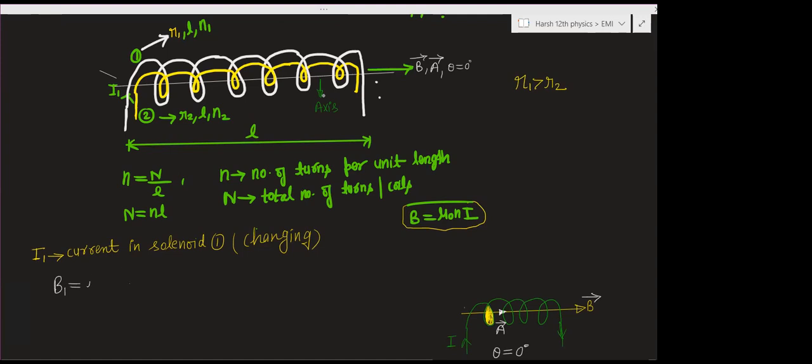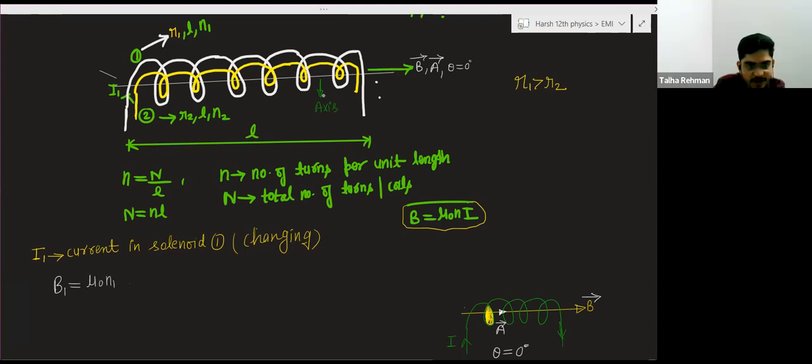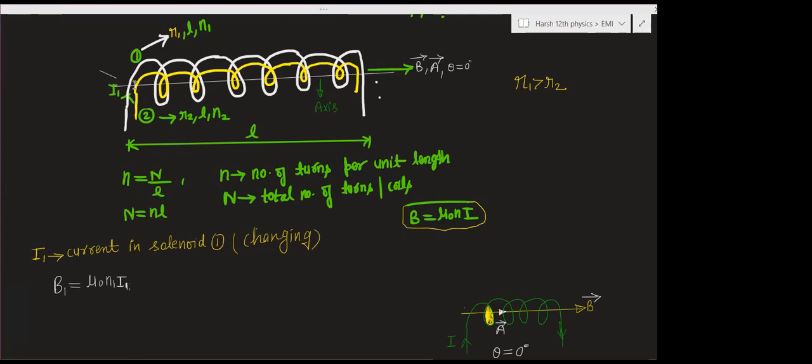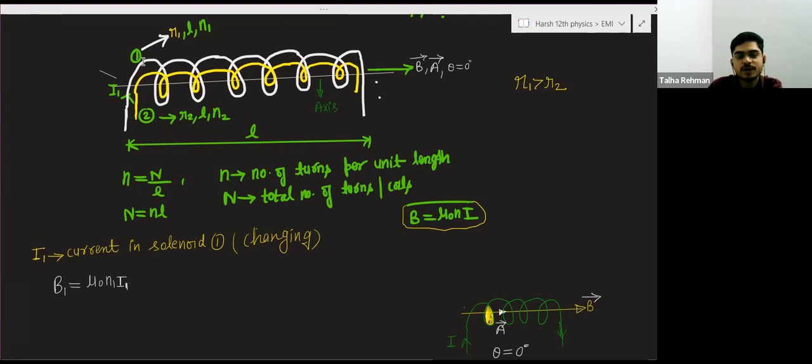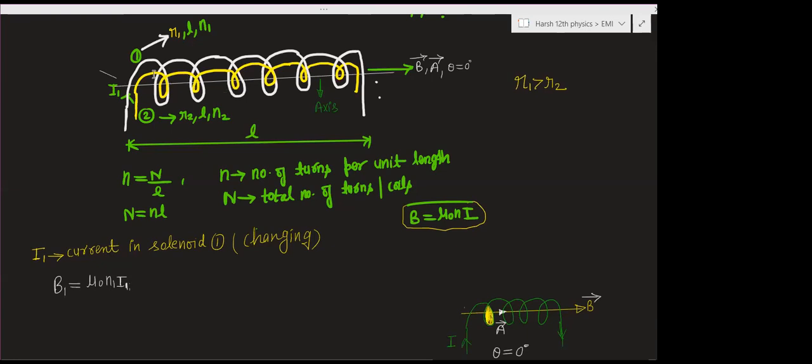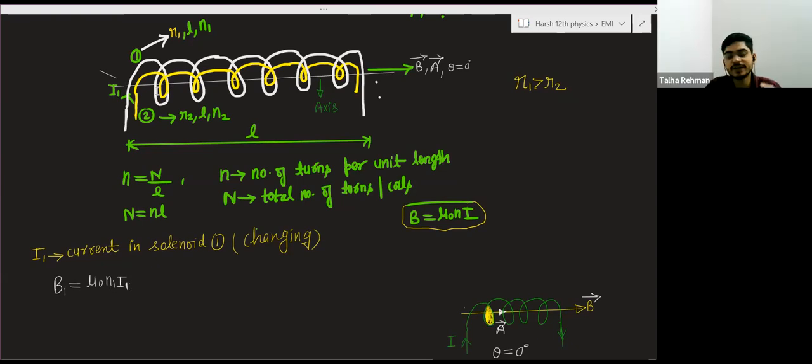That is B1 equal to mu naught N1 into I1, because we are taking this one coil. Coil number one is white, coil number two is yellow. So this will be the magnetic field, and this magnetic field will be inside this white color solenoid and axial also, inside and axial. So the yellow color solenoid will be in the magnetic field of the white color solenoid.